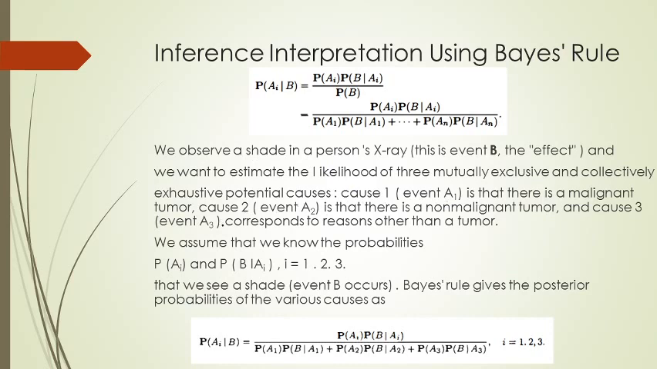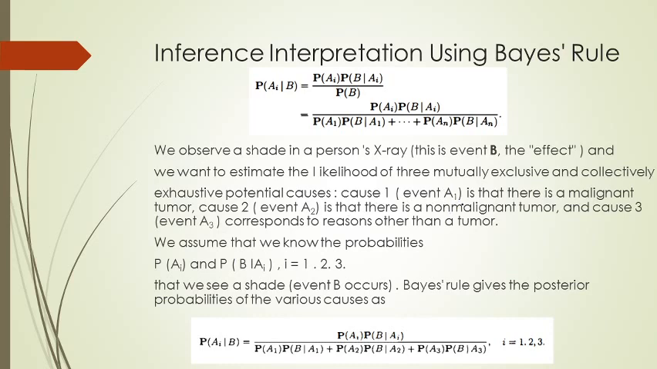And of course they form a partition. They form the partition of the reasons that explain the shade in a person's X-ray. The first cause is a malignant tumor, then a non-malignant tumor, and then something other than a tumor, right? So we assume that we know those probabilities. Usually we know the probability for each event A1, A2, A3, like what is the percentage in the hospital.